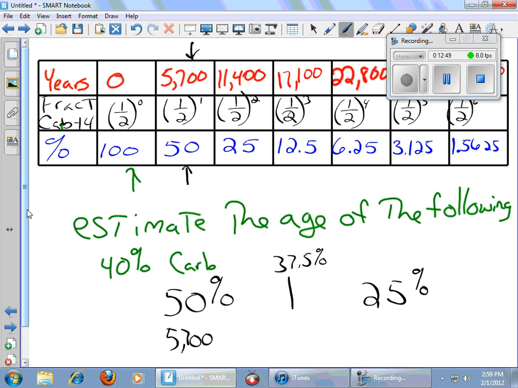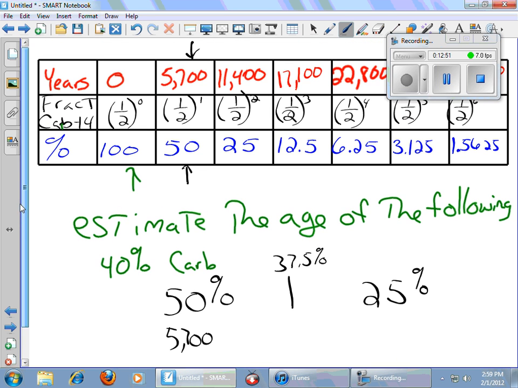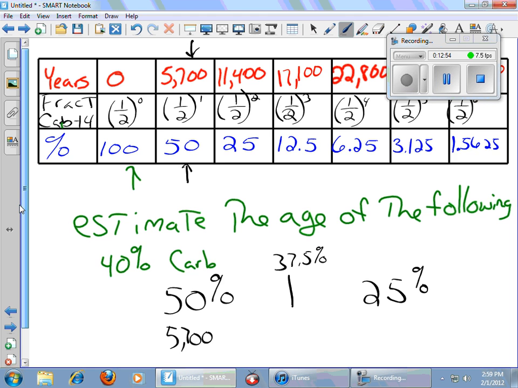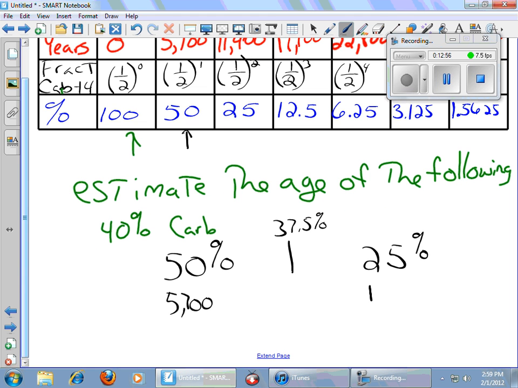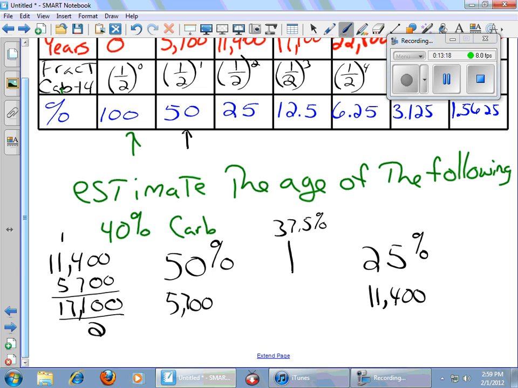And at 25%, the item is 11,400 years old. Okay, well, what number is halfway between 5,700 and 11,400? Sometimes that's not so easy to see and just give an answer to. Well, all you have to do is add them together, and then divide by 2. Just average the two and you'll end up right in the middle.